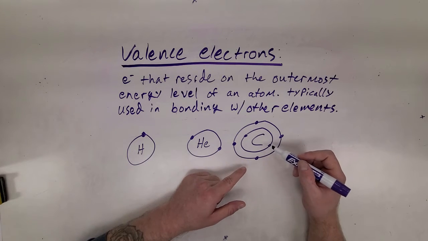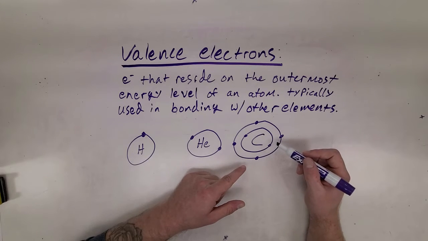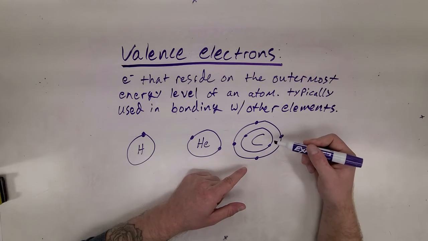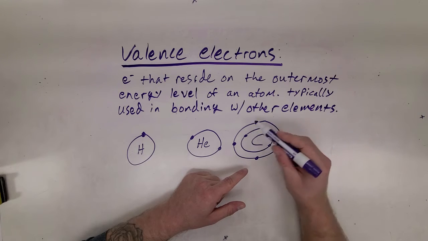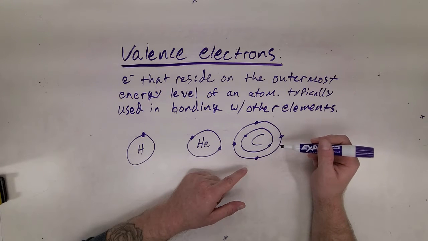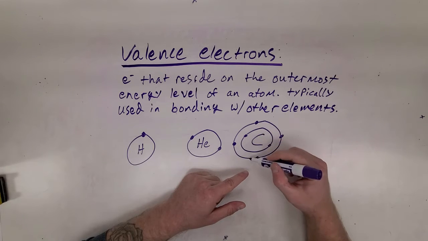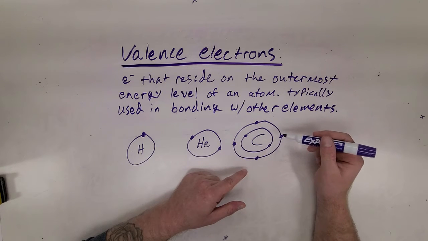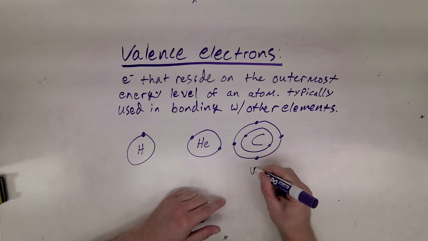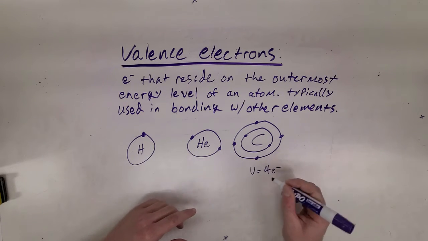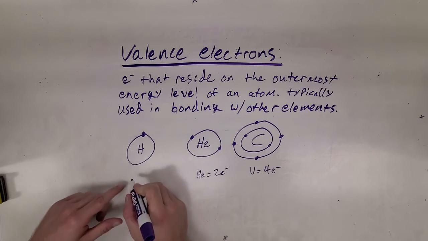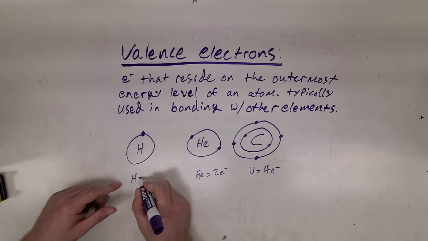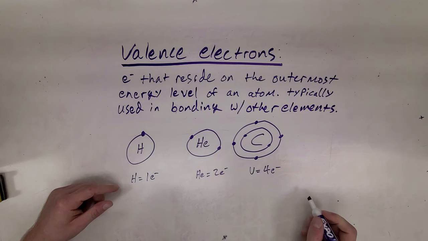Carbon is the 6th element on the periodic table, and because it's on the second row, it's got two energy levels, so it's got two electrons in that first energy level, and then 1, 2, 3, 4 in the outermost energy level of its electron orbitals. So these 4 on the outermost energy level would be its valence electrons. So carbon would have 4 electrons, helium would have 2 electrons, and hydrogen only has 1 electron in its outermost shell.